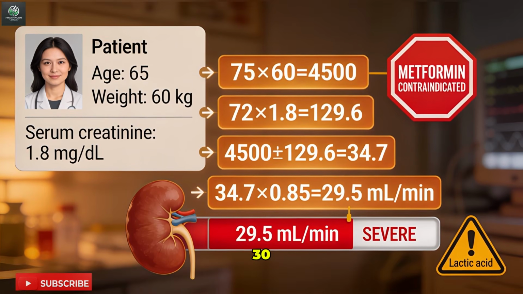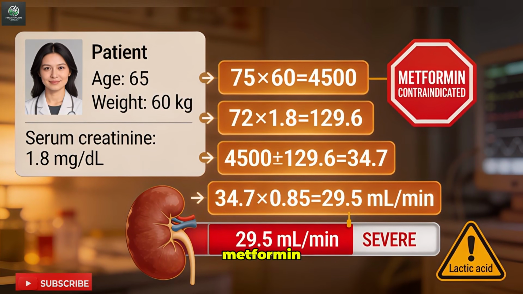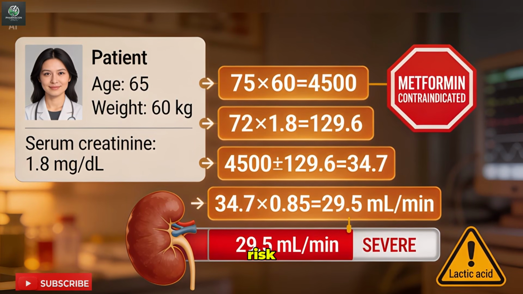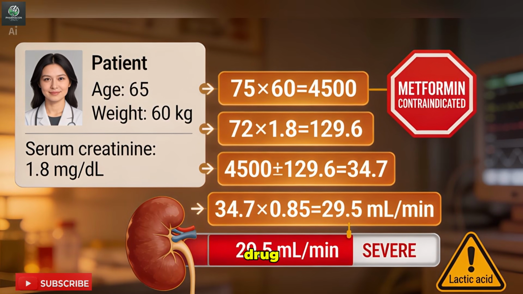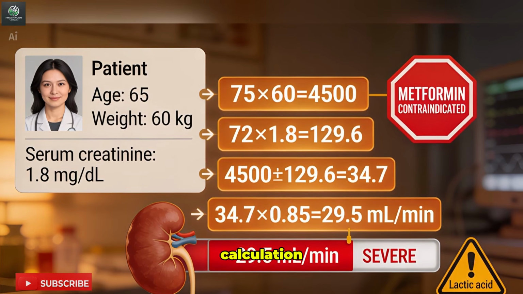This is below 30 milliliters per minute. Severe kidney impairment. Metformin is contraindicated at this level of kidney function due to the risk of a dangerous buildup of lactic acid. The drug should not be dispensed. This is a potentially life-saving calculation.